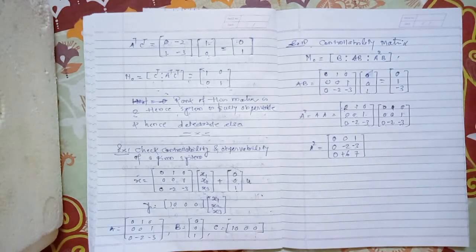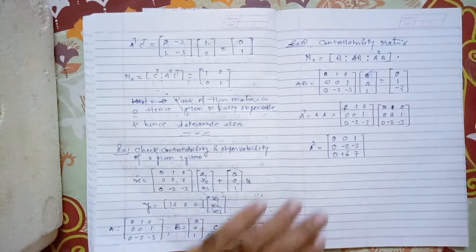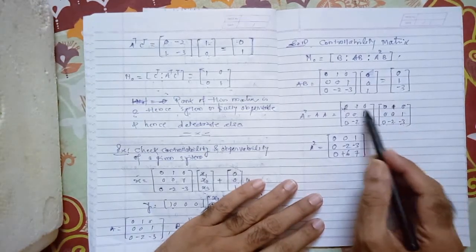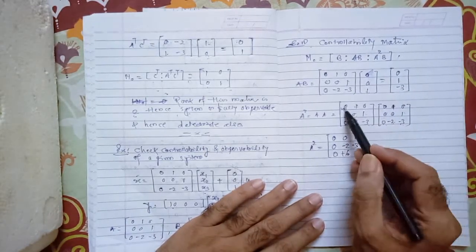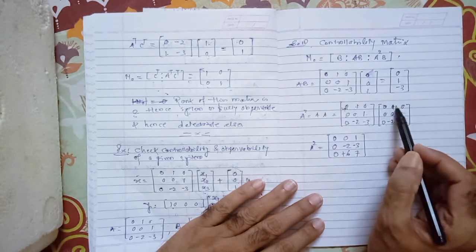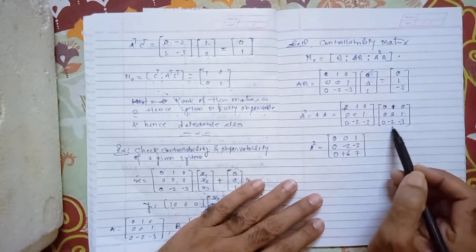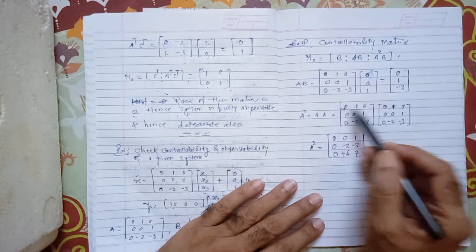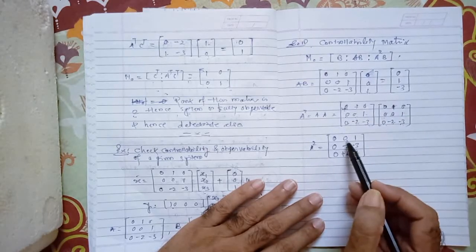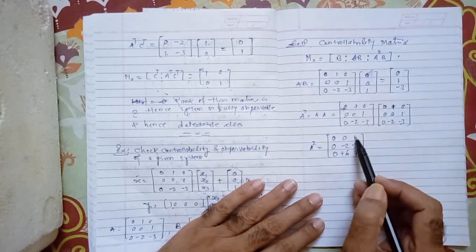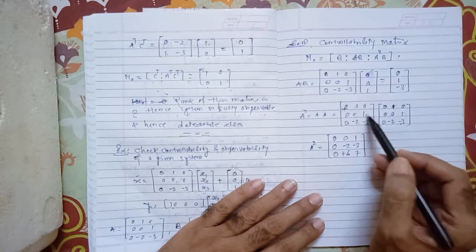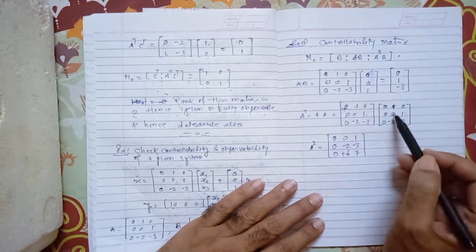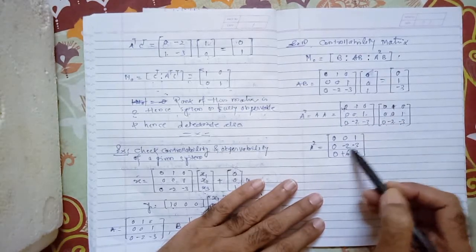Minus 2 plus 9, that is 7. See once again: 0 into 0, 1 into 0, 0 into 0, 0. 0, 0 into 1, that is 0, 1 into 0, that is 0 into 0. So here is the 0. 0 into 0, 1 into 1 and 0. So here is the 1. 0, these two 0, and this is 0. So here is the 0. Here is the 0. 1 into minus 2, that is minus 2.